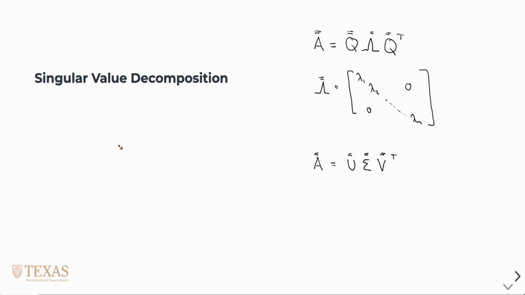where sigma is once again a diagonal matrix, this time containing the singular values, and the singular values are the eigenvalues. So I'm going to say the singular values, the sigmas, are the eigenvalues of the matrix A transpose A.